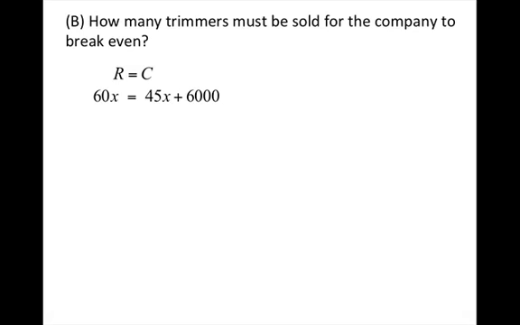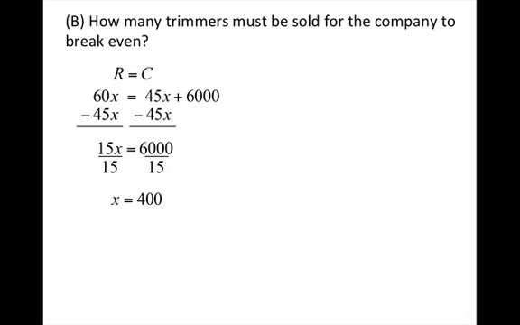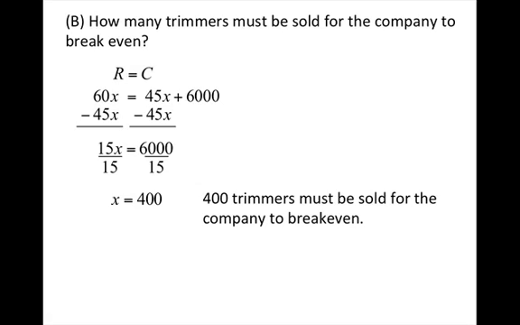So this gives me the equation 60X equals 45X plus 6,000. Begin by subtracting 45X from each side. So I get 15X equals 6,000. Now divide each side by 15 and I get X equals 400. So 400 trimmers must be sold for the company to break even.